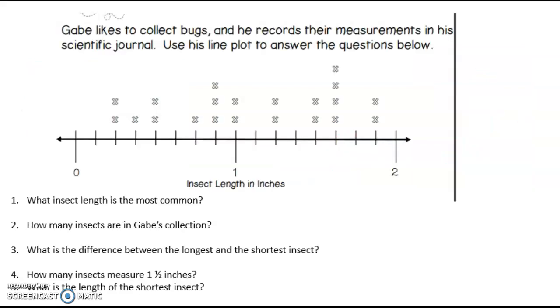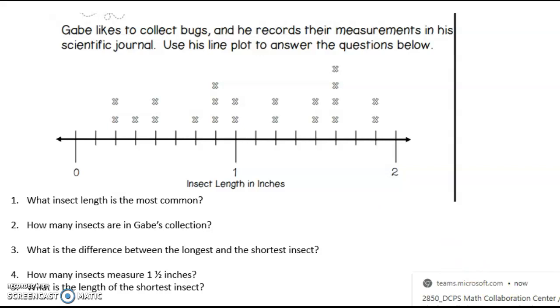All right, I'm going to do one line plot with you, 5 questions, then you're going to do a line plot, then you're going to be ready to debrief at our meeting. So let's look at our line plot. First thing we need to do is read the title. Up at the top, it says Gabe likes to collect bugs and he records their measurements in his scientific journal. Use the line plot to answer the questions below.